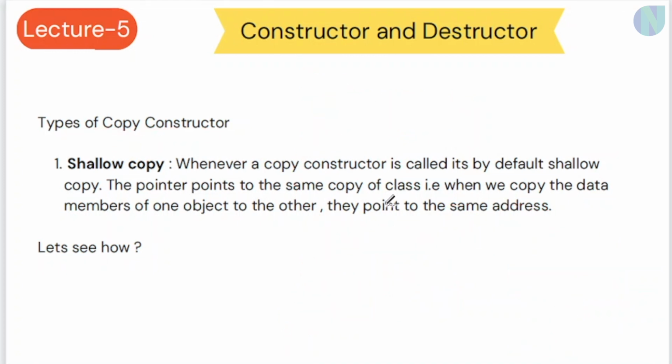Now coming to our topic for today, shallow copy. So what is shallow copy? Shallow copy is when a copy constructor is called by default. The pointers point to the same copy of the class, that is, whenever we copy the data of members of one object to another, they point to the same address. Now this definition is a bit hard to understand, so let's see an easy definition.